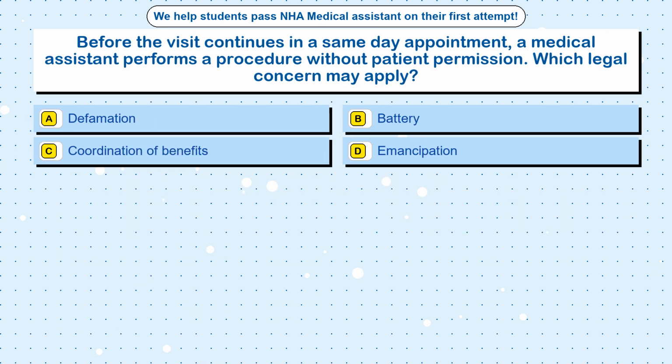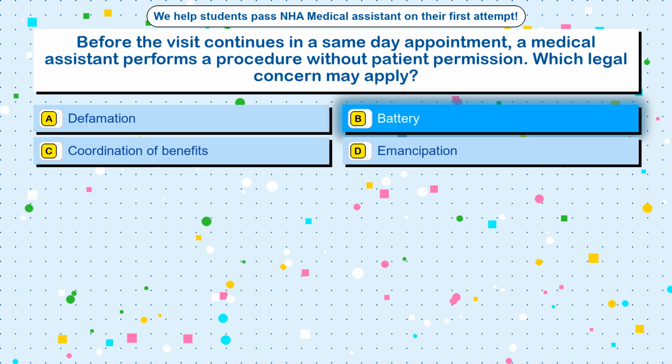Question 24. Before the visit continues in a same-day appointment, a medical assistant performs a procedure without patient permission. Which legal concern may apply? Option A, defamation. Option B, battery. Option C, coordination of benefits. Option D, emancipation. The correct answer is option B, battery.